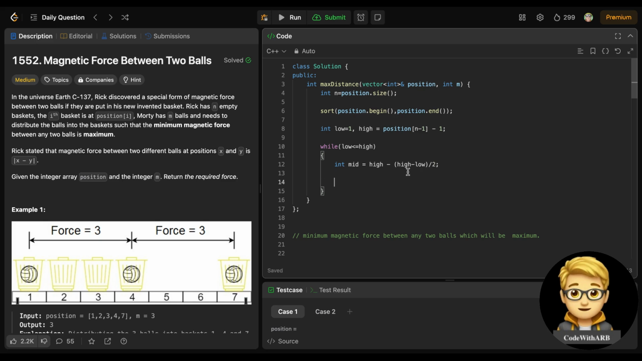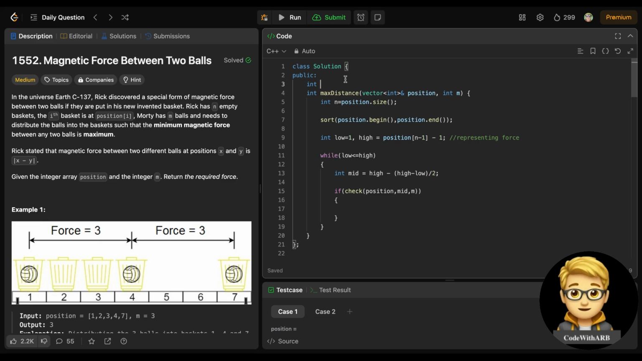That would be the high minus low value. This is the mid value, right? Now we need to check for this position, this mid value. So this mid is, of course, the force, because this is representing force. So this will be mid, and this is the amboss which we need to place, right? So if we got m placed, we will check this, right? So let's check, and we will start.